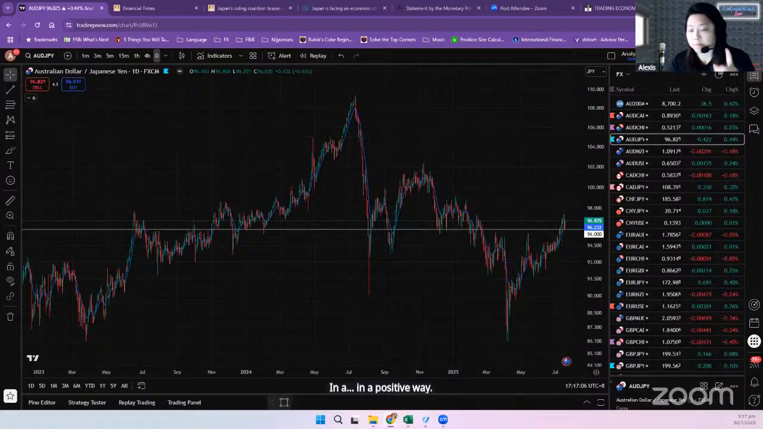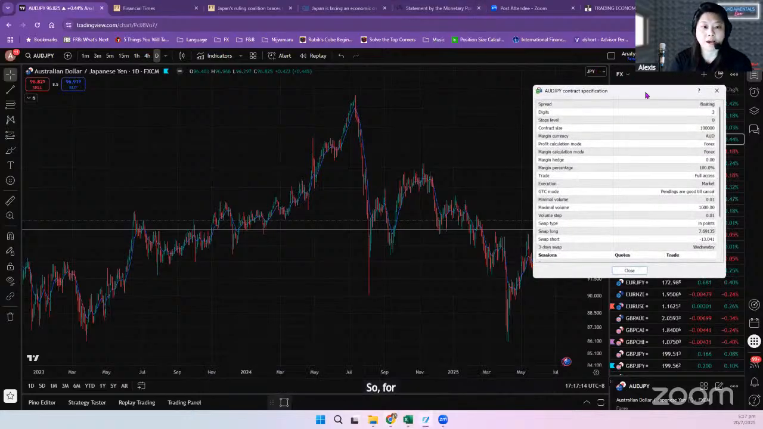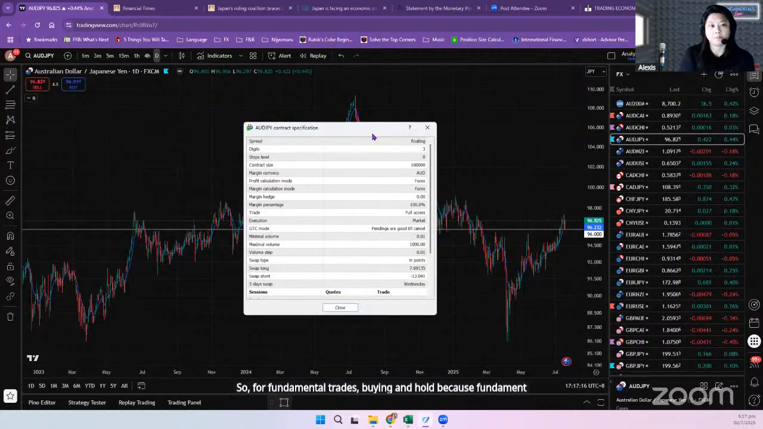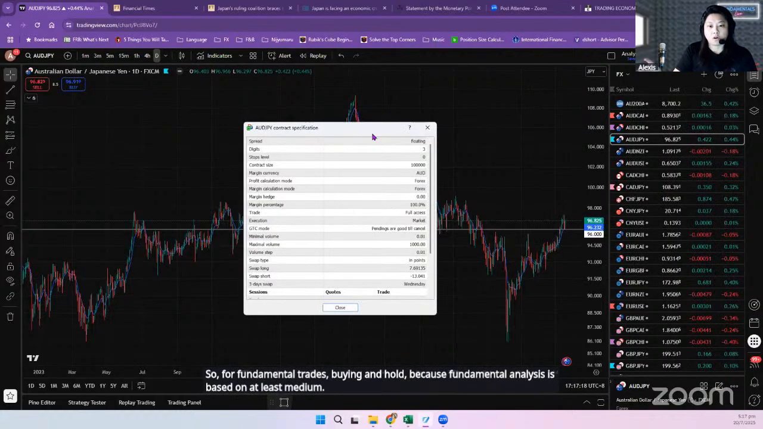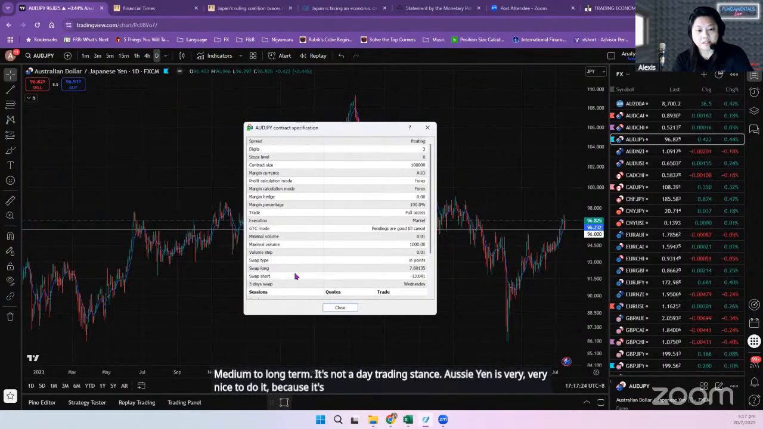Another reason why I'm picking Aussie yen, very simple, is my trades usually take a bit of time to build out, which means I like to buy and hold, right? So for fundamental trades, buying and holding, because fundamental analysis is based on at least medium to long term. It's not a day trading stance. Aussie yen is very nice to do it because it's got a decent positive swap.